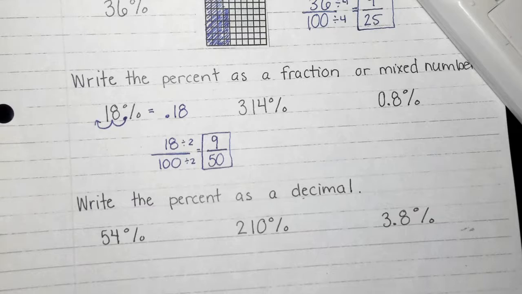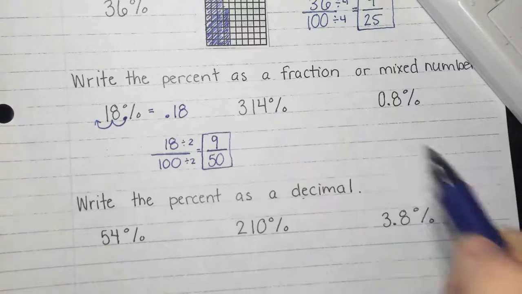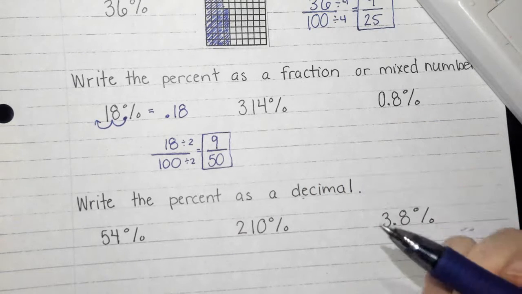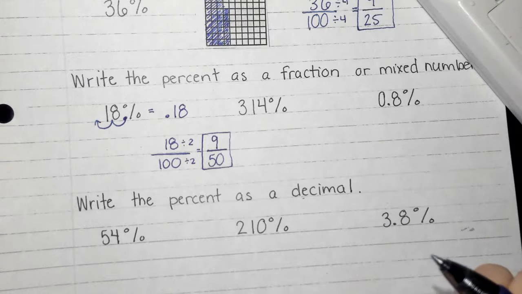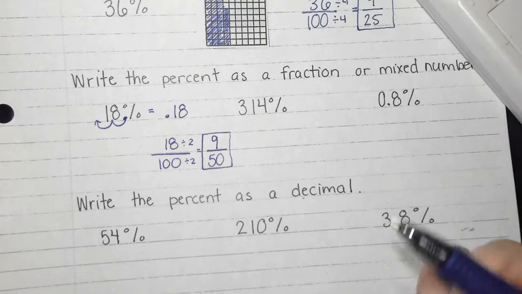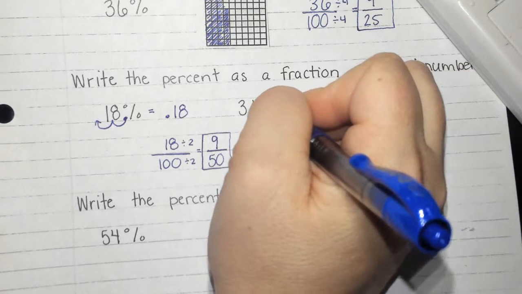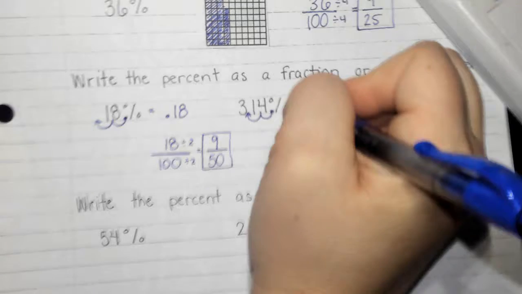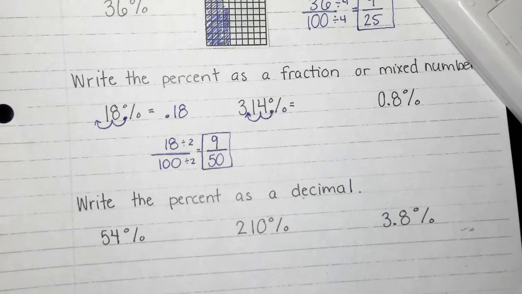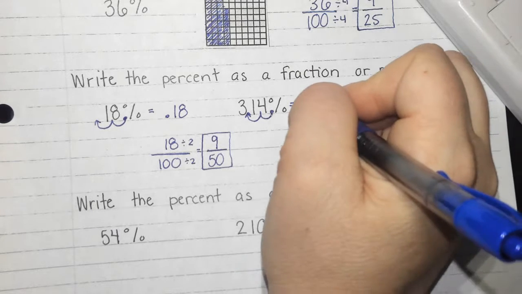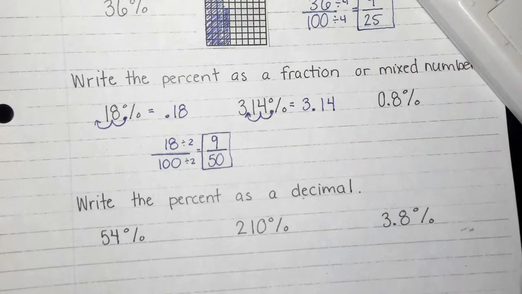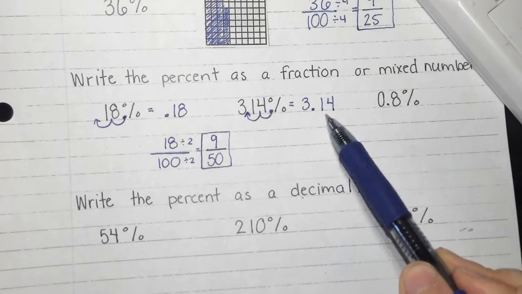On the next one, this is a much bigger percent compared to 18%: 314%. We're still going to lose that percent. So which direction are we going? To the left. So I'm going to add my decimal and go 2 places to the left. Now what does that give me as my decimal? Raise your hand and tell me. Adriana. 3.14, or 3 and 14 hundredths.